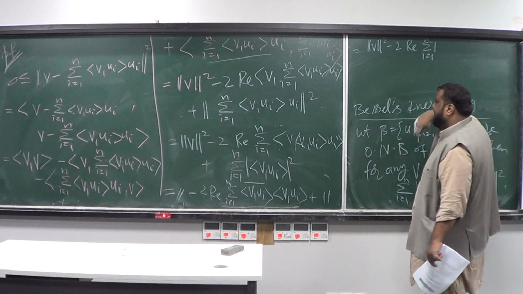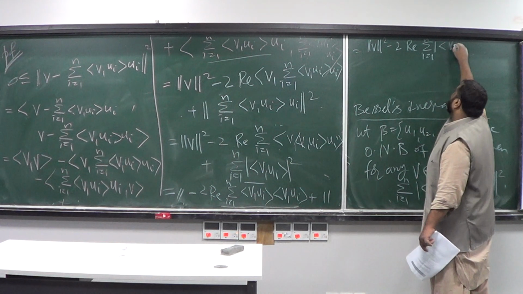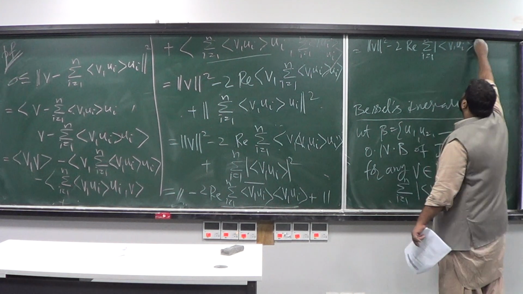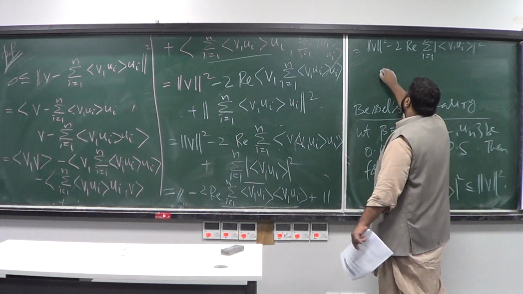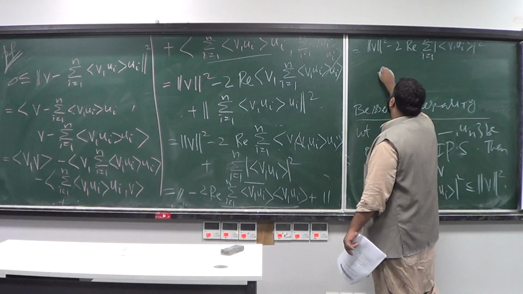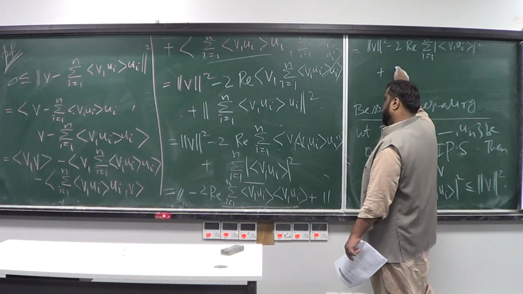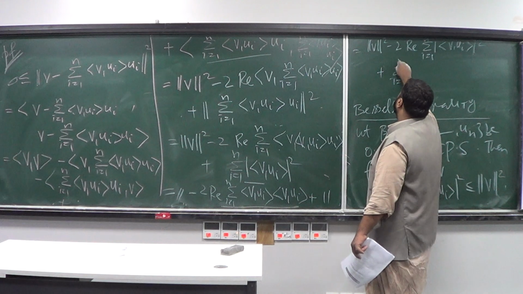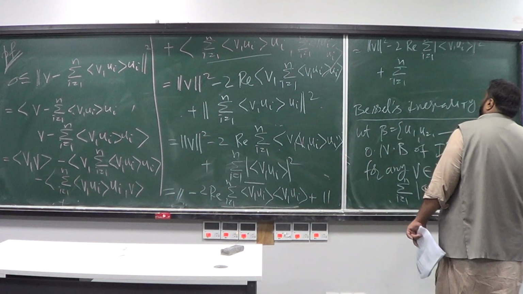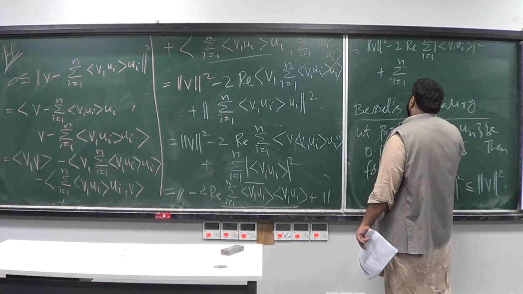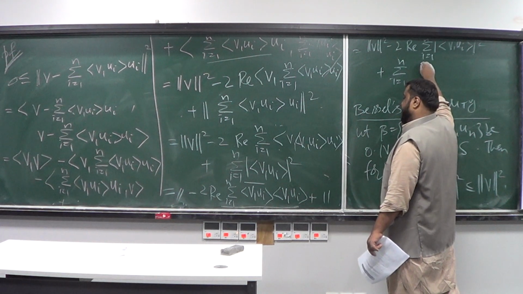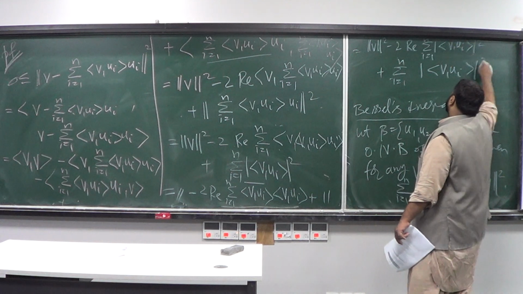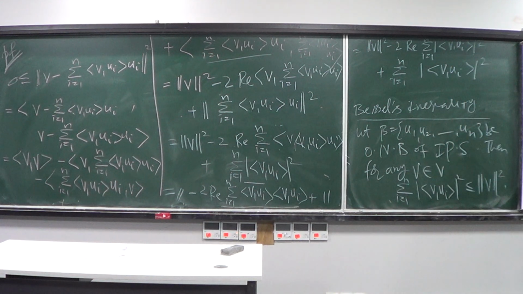And the magnitude of the inner product of v and unit vector ui square, plus what? Plus the last term, that is the sum that goes from i equal to 1 to n, magnitude of <v, ui> square. Okay, so we're almost there.